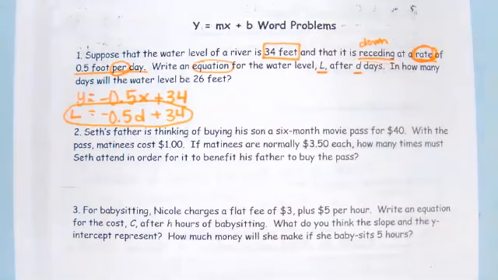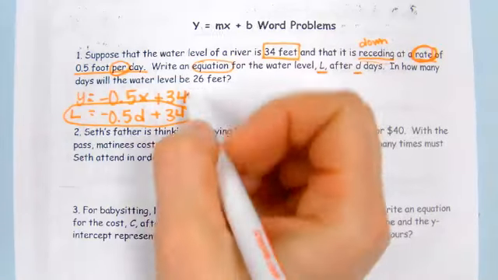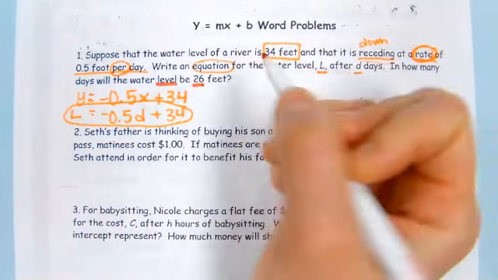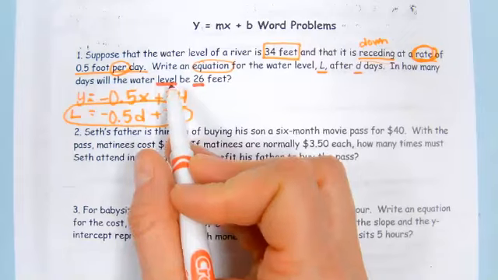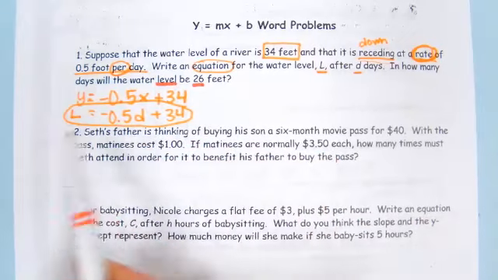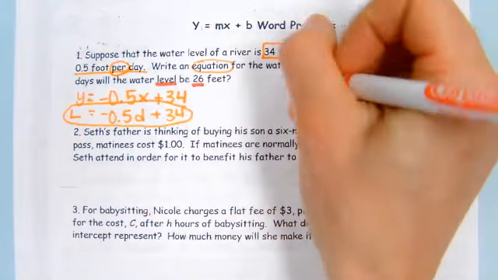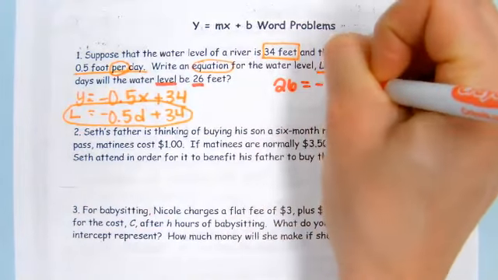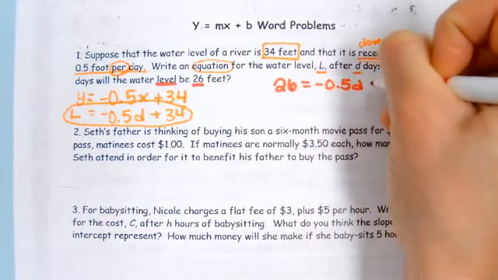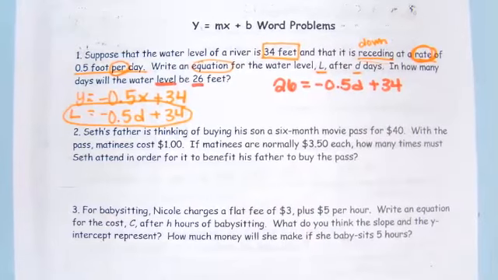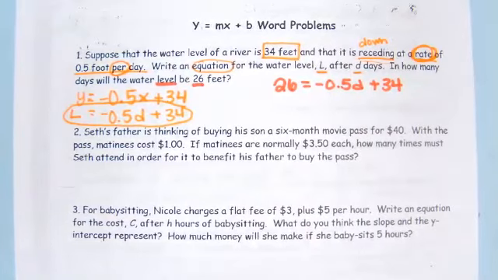And then the second part of these story problems is it gives you a number to see what happens. So it says, in how many days will the water level be 26 feet? So it gives us the level of 26. So are we going to put 26 in for L or D? L. Let's rewrite it. 26 equals negative 0.5 D plus 34. Okay. This is a throwback. Who remembers how to solve that equation? We did this in quarter 1.